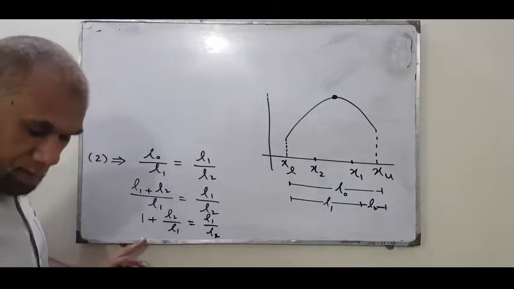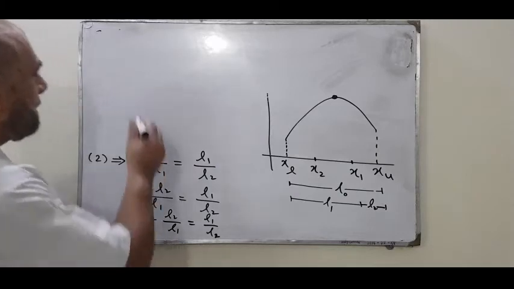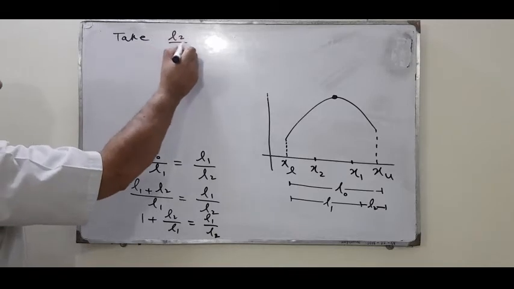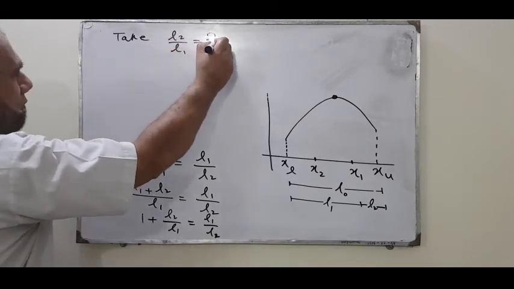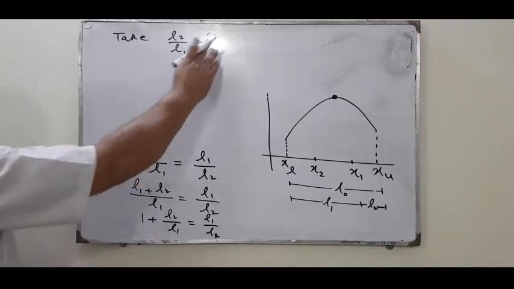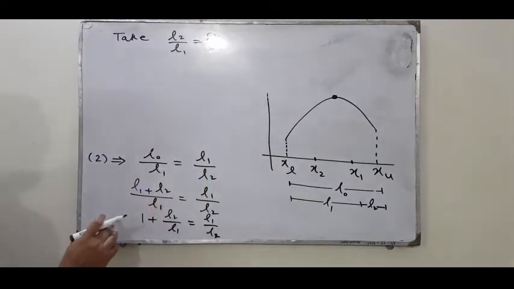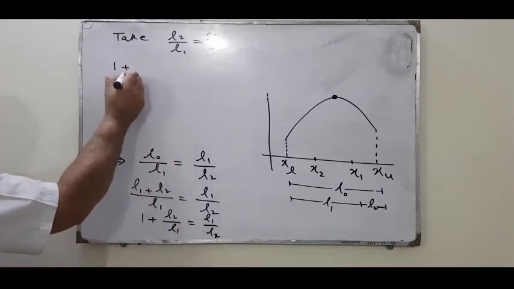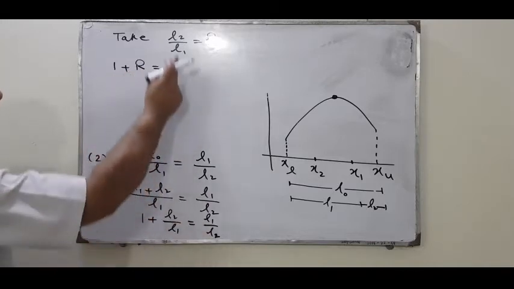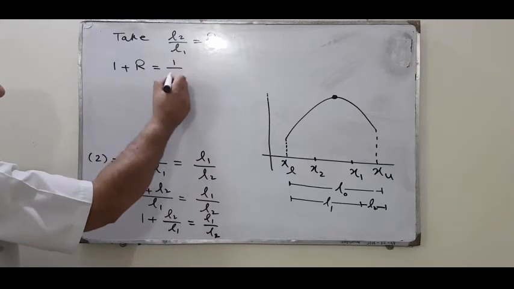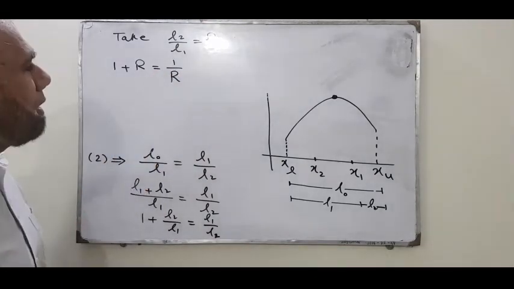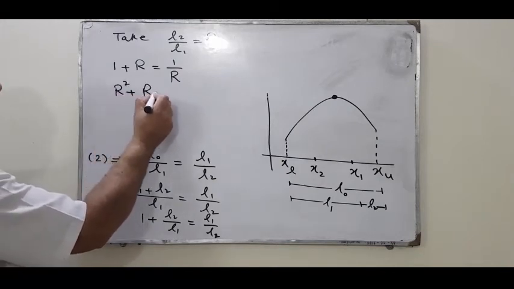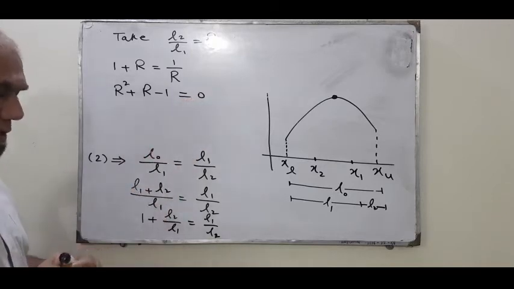From the last equation, if we make a substitution by taking L2 over L1 equal to R, then on replacing R in this equation, we get 1 plus R on the left side, and on the right side this is the reciprocal of R, so we take it as 1 over R. Now cross multiplying will give you R square plus R minus 1 equals 0.